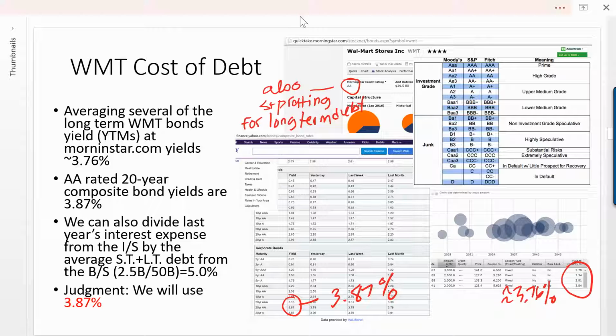I went to Morningstar and looked up Walmart, again symbol WMT, and what this is showing me is a credit rating, AA, which is also the S&P rating. Standard & Poor's is a company that rates the creditworthiness of bonds. So the S&P company has rated Walmart's long-term bonds AA.